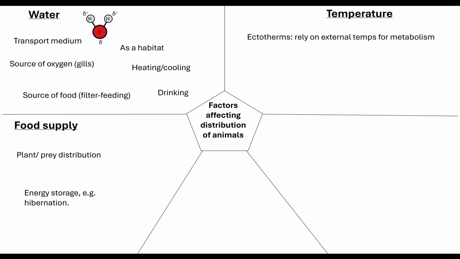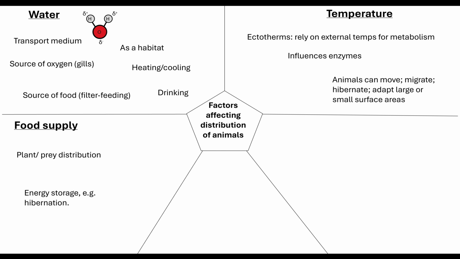Temperature always comes into it. Remember you've got your ectotherms. They rely on the external temperature for their metabolism. So the temperature is going to affect where you find ectotherms. Also, it influences your enzymes. And then animals are able to move around. They will migrate, they will hibernate, they will adapt in the fact that they may have really large surface areas or very small surface areas. So that's linking back to your homeostasis module. So whenever they give you a question about ecosystems, they will expect you to interlink that knowledge that you have.